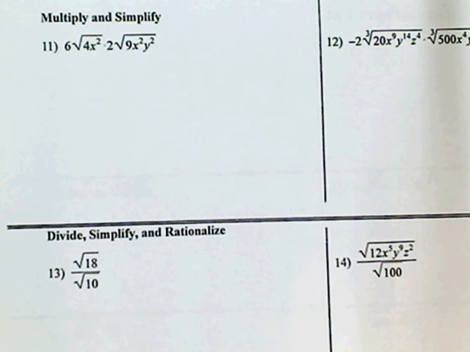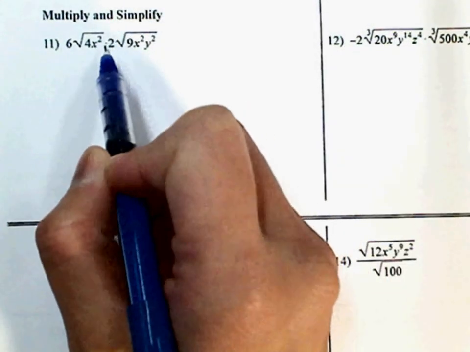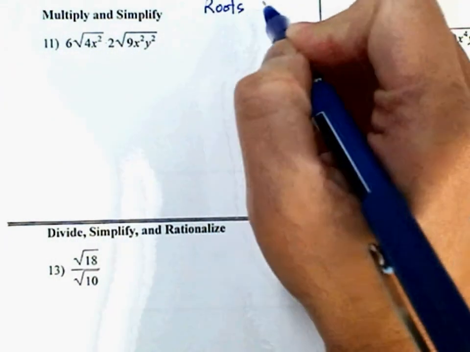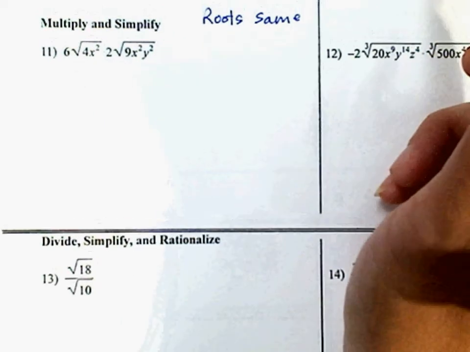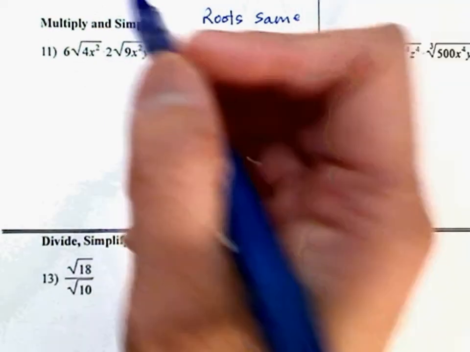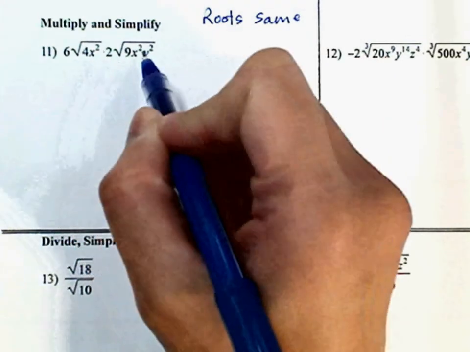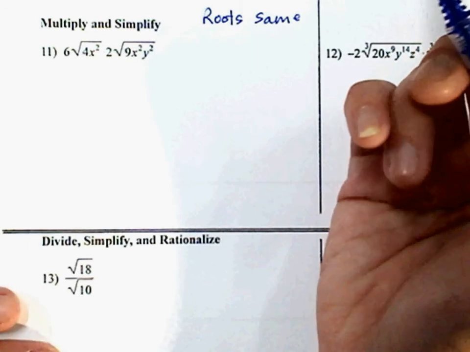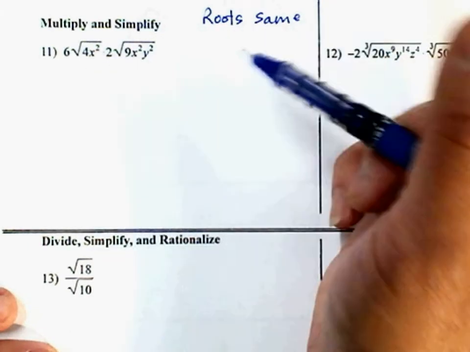Number 11. If you take a look, there's a little dot here that tells you you are going to multiply. Make sure your roots are the same. If your roots are not the same, then you cannot multiply them. Remember, keep your coefficients together, your radicals together. Two different ways you can work this problem. You can take a square root first, or you could go ahead and multiply first.